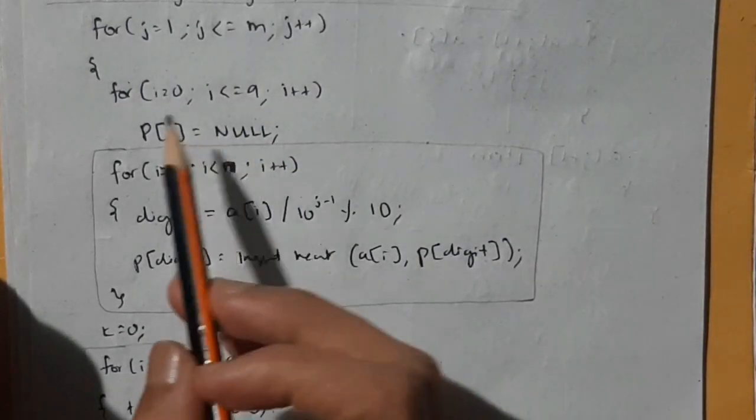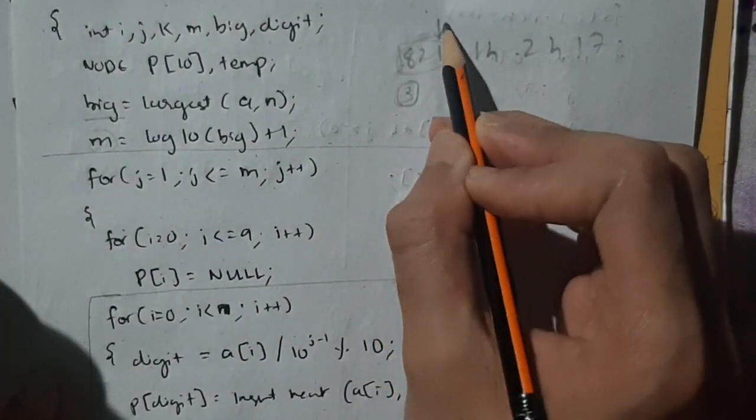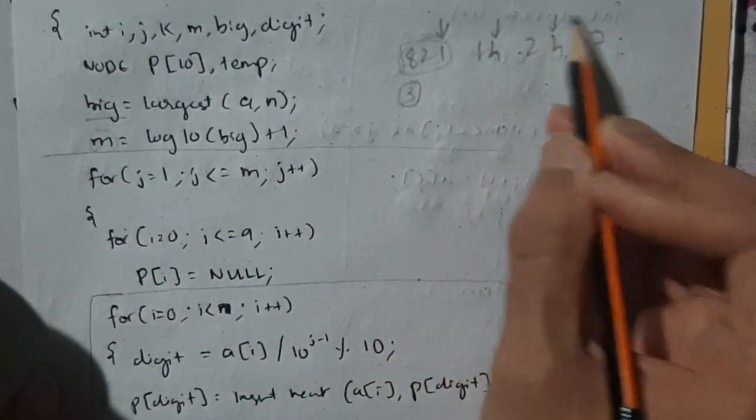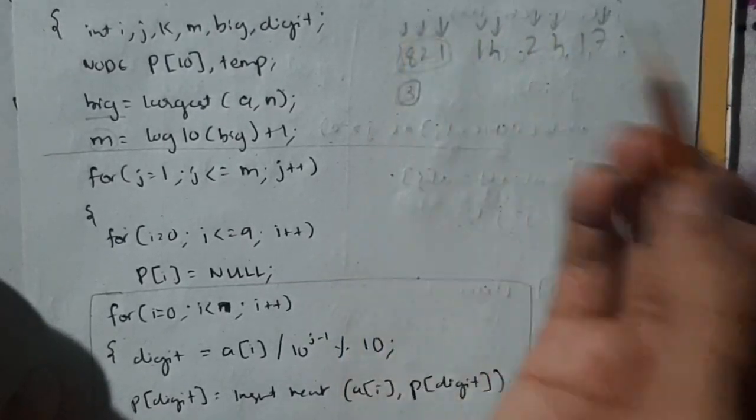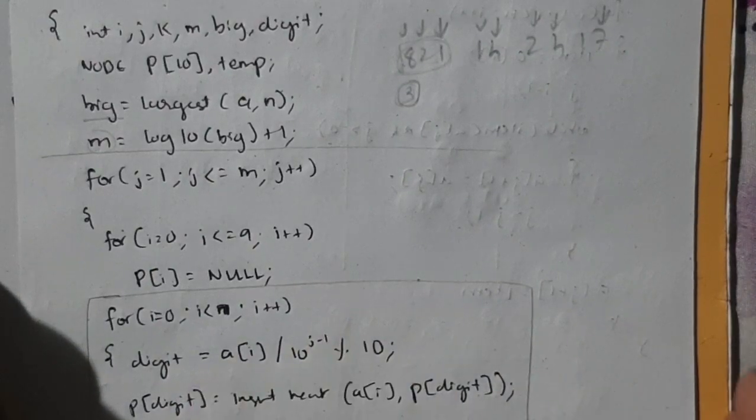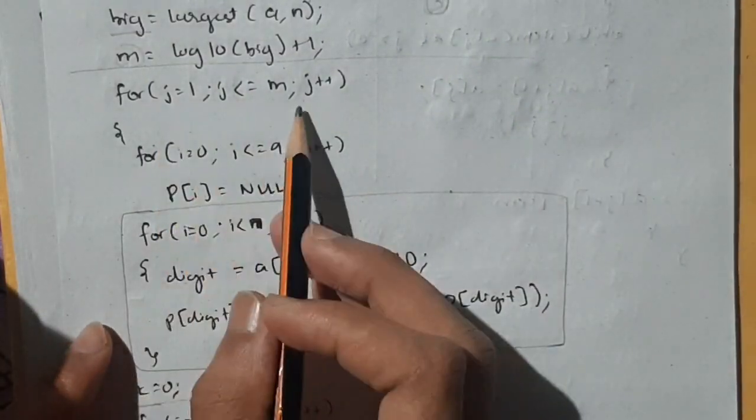For j is equal to 1, j is less than or equal to m. So what it will do, for each digit it will compare first digits, then second digits it will compare, m is equal to 2. When m is equal to 3, it will stop the iteration. So for 3 loops it will run.